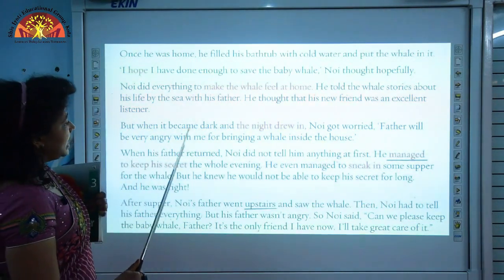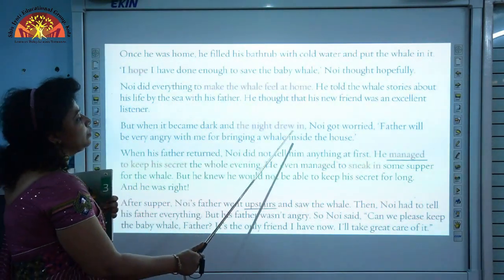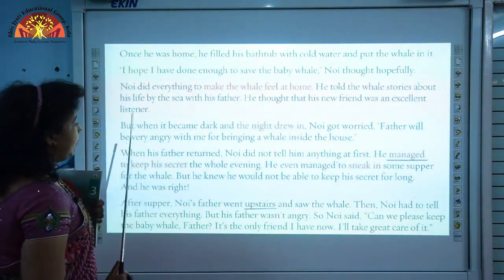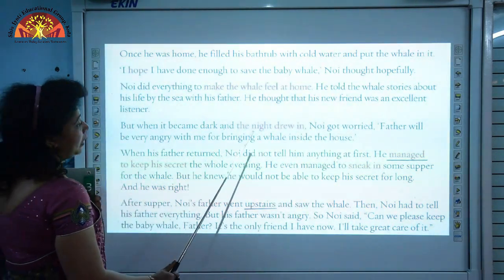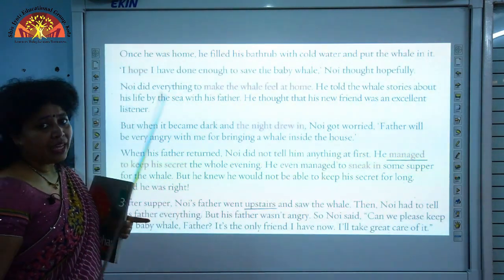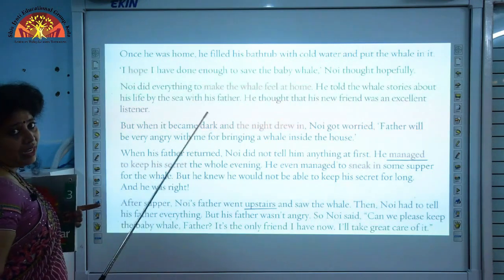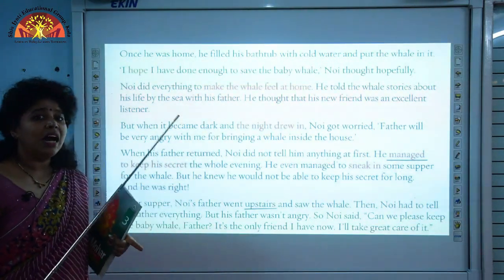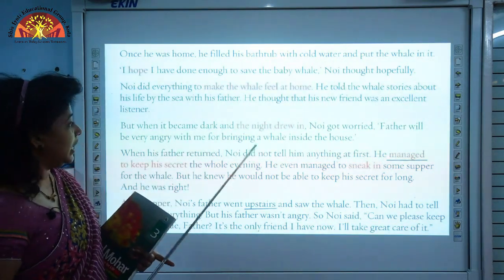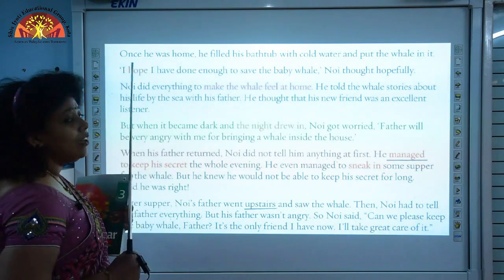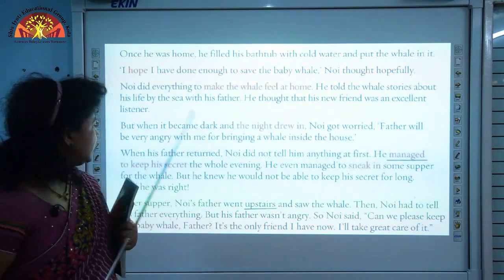But when it became dark and the night grew in, Noe got worried. "Father will be very angry with me for bringing a whale inside the house." Okay? So why did Noe get worried? He got worried because this was the time when his father returned home after a long day's work. He feared that his father might be angry that he brought a baby whale into the house.